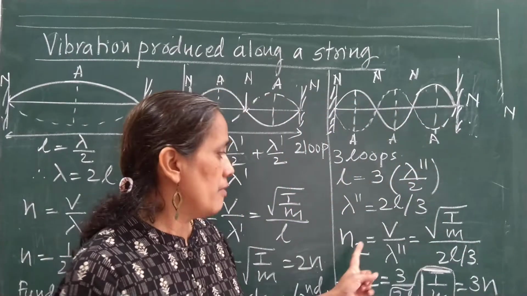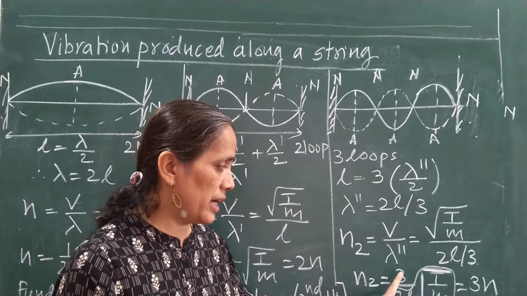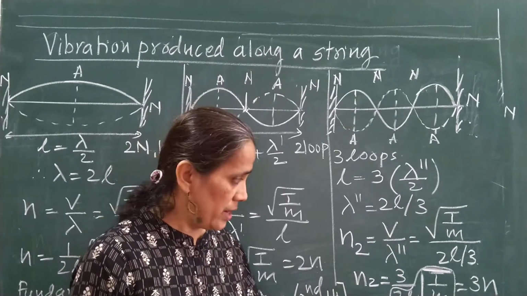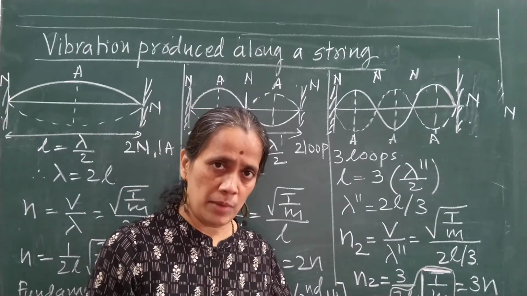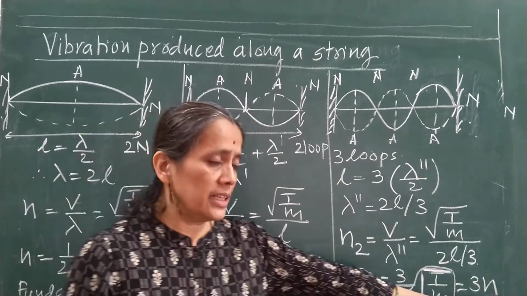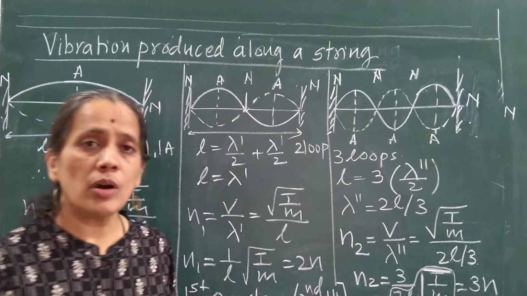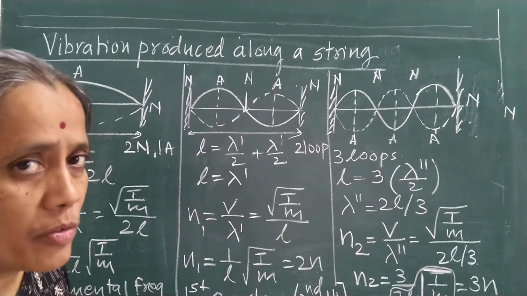Therefore now our second overtone frequency N2 is equal to 3 divided by 2L under root of T by M, which is equivalent to 3N. So it is 3N, that's why it is called the third harmonic, and it is also called the second overtone frequency.